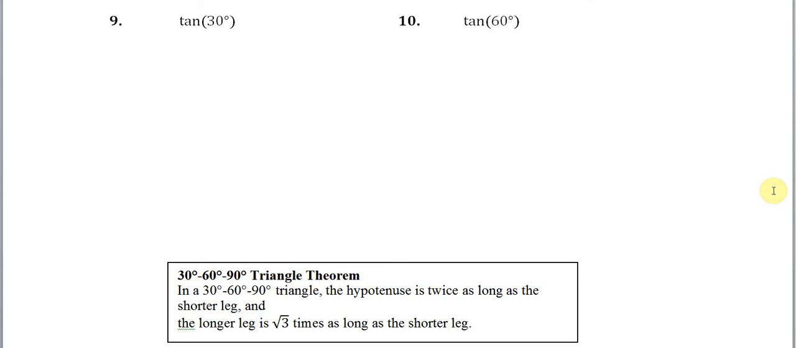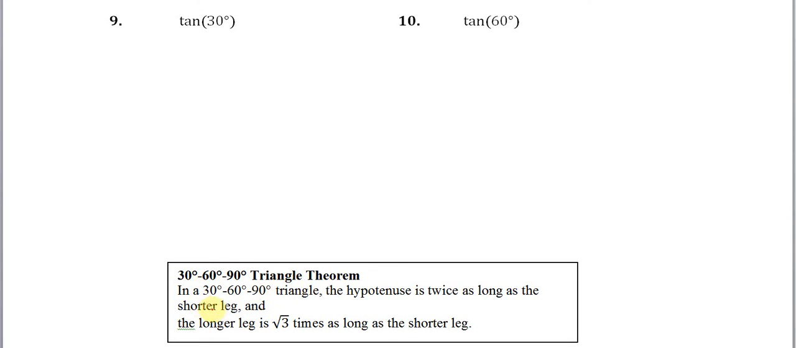Fellow geometers and seekers of general truths, we will now find the tangent of 30 degrees and the tangent of 60 degrees and give an exact, precise answer. Not just merely a calculator estimation, but the exact and precise answer. And in order to answer the question, we're going to need to use the 30, 60, 90 triangle theorem.